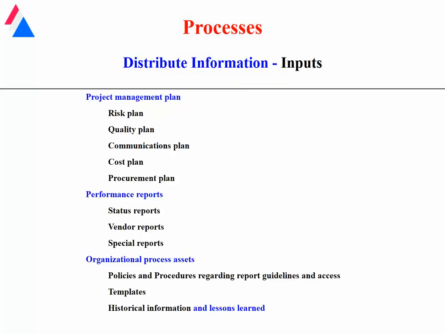The next process is distributing information, and the inputs for distributing information are the project management plan, which is basically a series of plans, including the risk, quality, communications plan, cost plan, and procurement plan; the ongoing performance reports, so that you would keep frequent communication in respect to what the project status is; organizational assets such as the policies and procedures, any templates that might be used, historical information, and of course lessons learned.